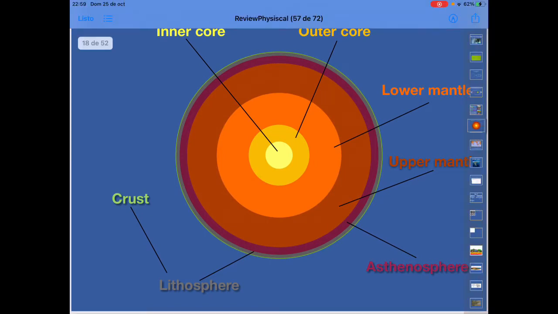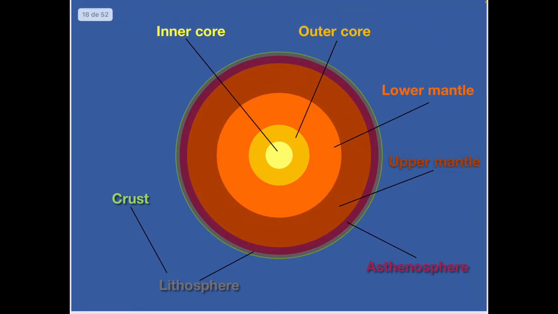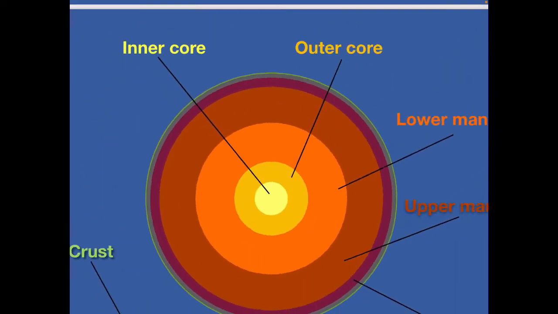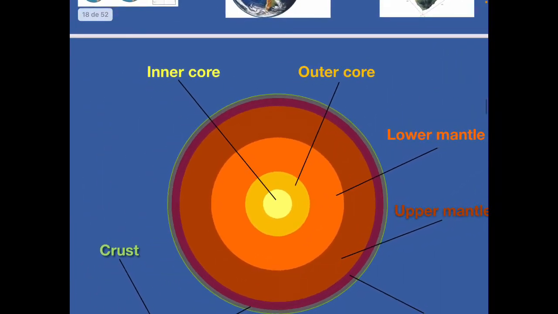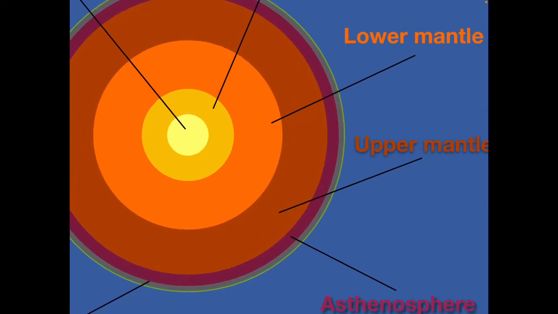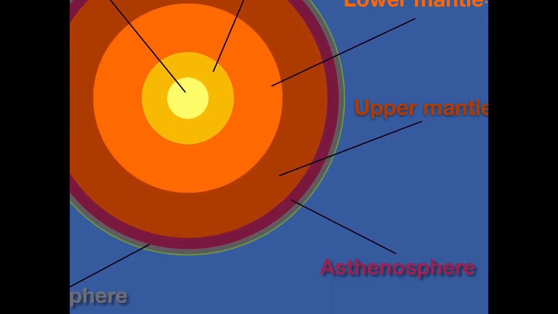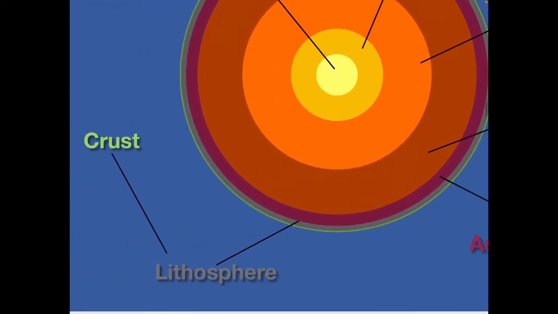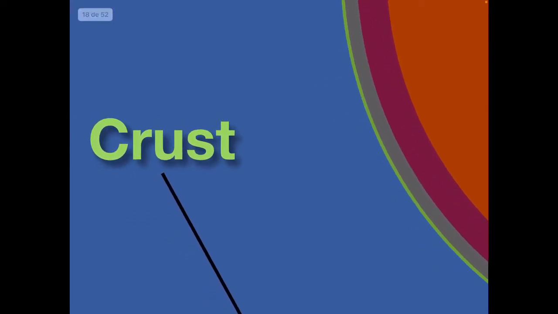Now we can see that planet Earth has two main parts, right? The core, which is divided into inner core and outer core, and the mantle, which has a lot of divisions. First we have the lower mantle, then we have the upper mantle, which is made out of liquid rocks, and then we have the asthenosphere, which is the last layer of the mantle that is still liquid. And finally, we have the lithosphere, that is the last layer of the mantle, but that is now solid. And as part of the lithosphere, this very thin green layer is the crust.